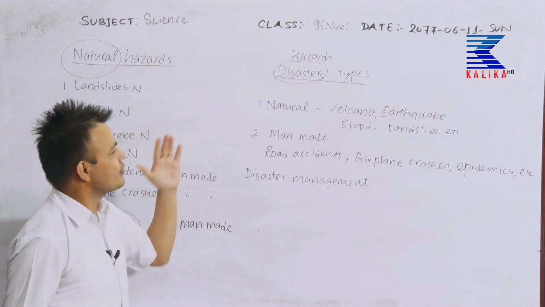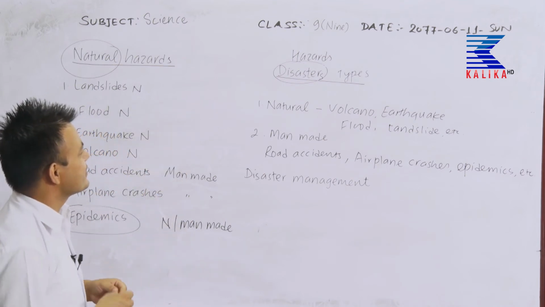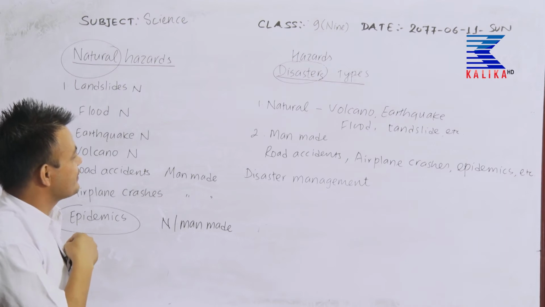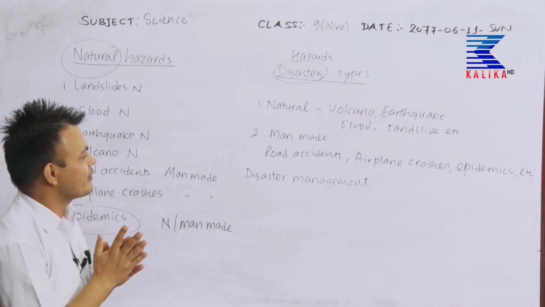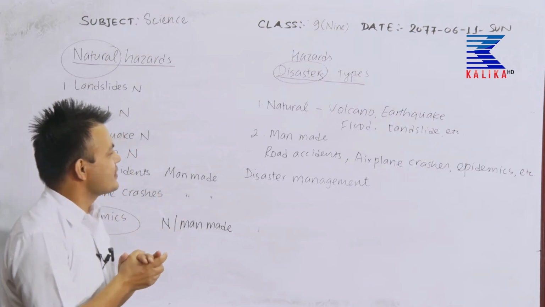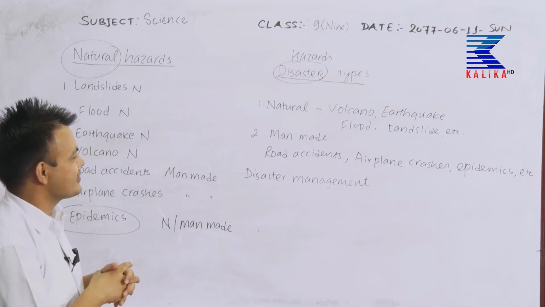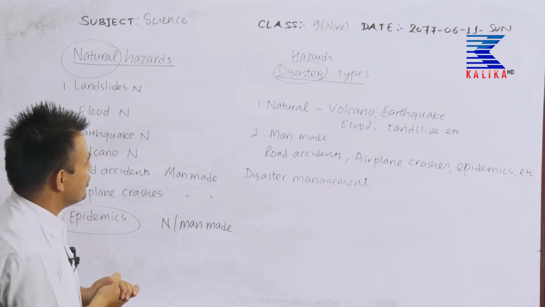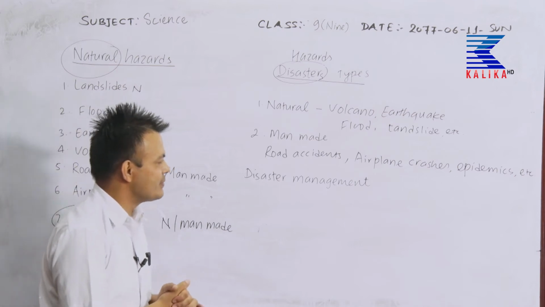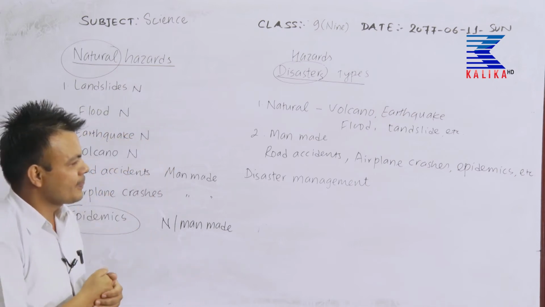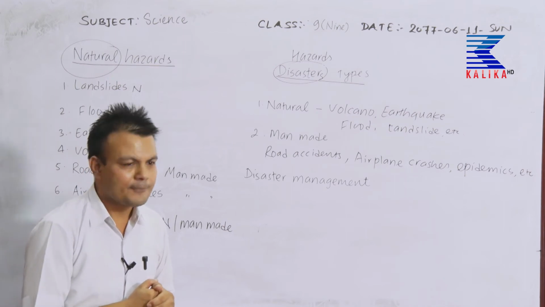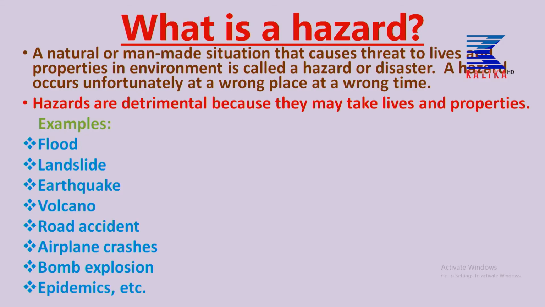So hazards are broadly classified into two. Number one, natural hazards. Number two, man-made hazards. Natural hazards occur naturally, such as volcano, earthquake, floods, landslides. Man-made, such as road accidents, airplane crashes, epidemics, etc. So have a look on the screen. There are some examples of the hazards. Number 1, flood, landslide, earthquake, volcano, road accident, airplane crashes, bomb explosion, epidemics, and many more.